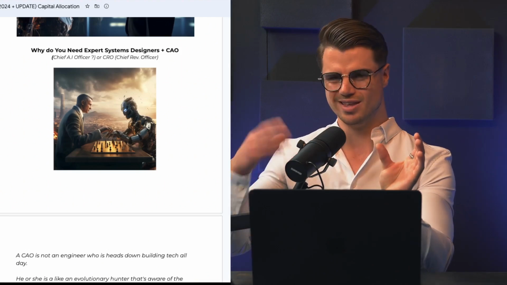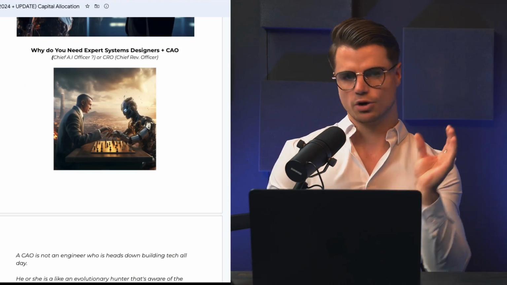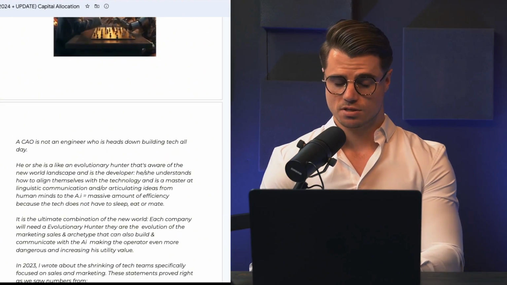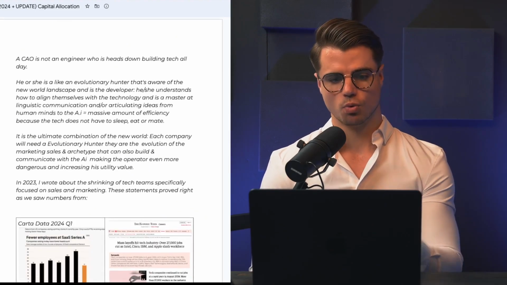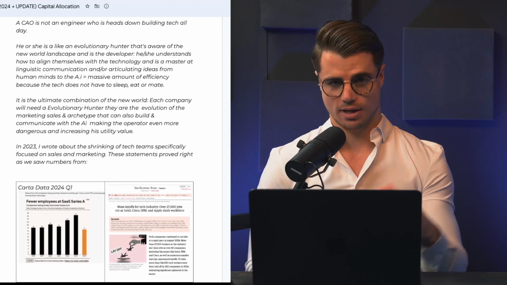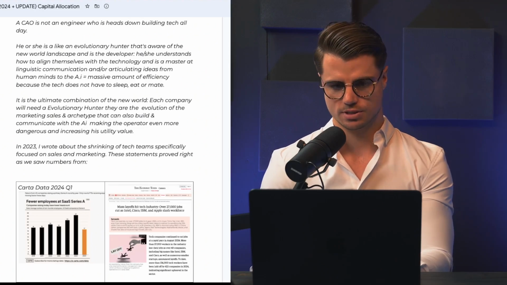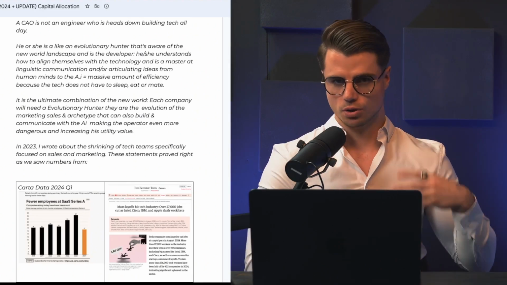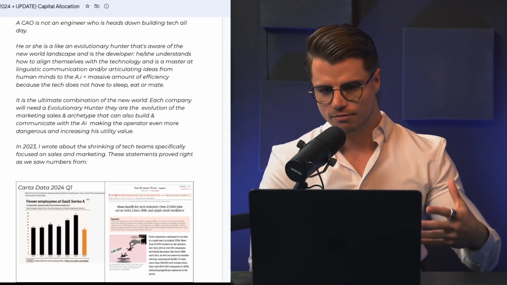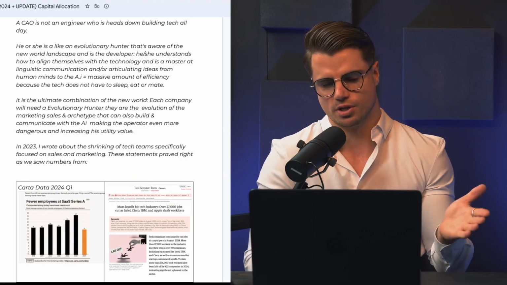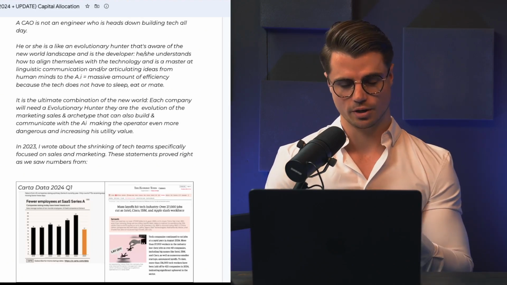So if your goal is to be the AI guy or the AI girl in your business, that is a new role being created in the business. That person is like an evolutionary hunter, aware first of the new world landscape and how fast it's moving. They also have a very deep understanding of the technology and know how to align themselves with it. And they are masters at linguistic communication, because if you have a deeper understanding of artificial intelligence, you will understand what linguistic communication actually means. It's being able to articulate ideas from a human to a machine. And that's where we're going, right?